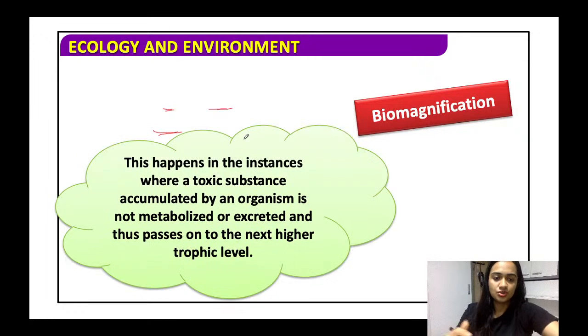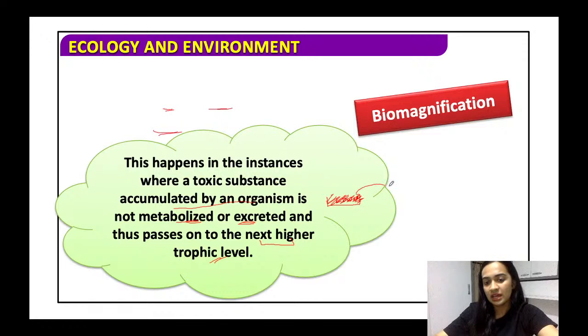लेट अस सी हाउ. So this happens in instances where toxic substances get accumulated by an organism and are not metabolized or excreted out, and thus pass on to the next higher trophic level. तो लोअर ट्रॉफिक लेवल में क्या होता है कि जो टॉक्सिक सब्सटेंसेस हैं वो एक्यूमुलेट हो चुकी हैं. ठीक है, तो ये है मेरा सबसे लोअर ट्रॉफिक लेवल. अब यहाँ पे जो है ये कम्प्लीटली टॉक्सिक हो चुका है.